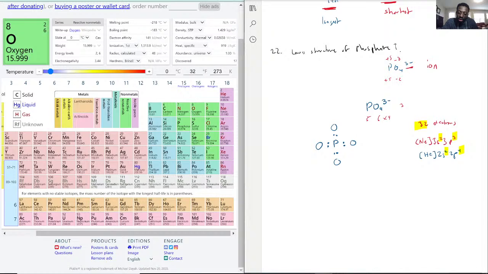Oxygen is sharing 1, so it needs to account for the other 5. So 1, 2, 3, 4, 5, 6. Same here, and the same for the others. So now phosphorus, of the 5 electrons it has, is sharing 4, so it's going to have an extra one right there.